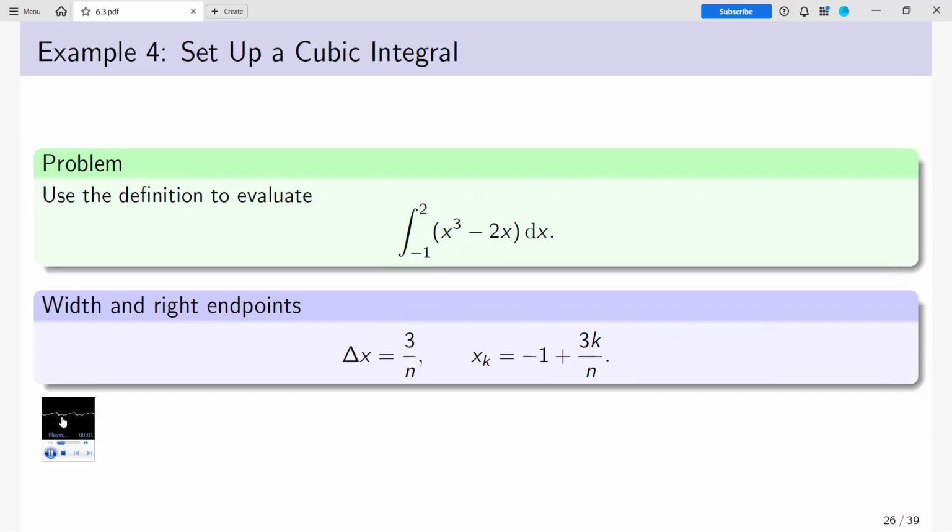The interval has length 3, so delta x is 3 over n. Right endpoints begin at -1 and advance by 3 over n. Negative lower limits are harmless once they are included, unlike negative marks, which students notice immediately.